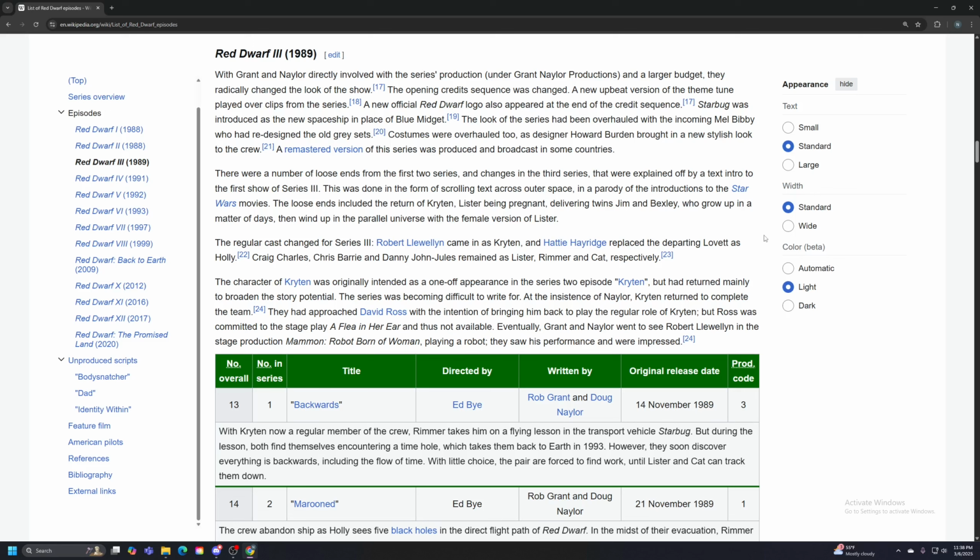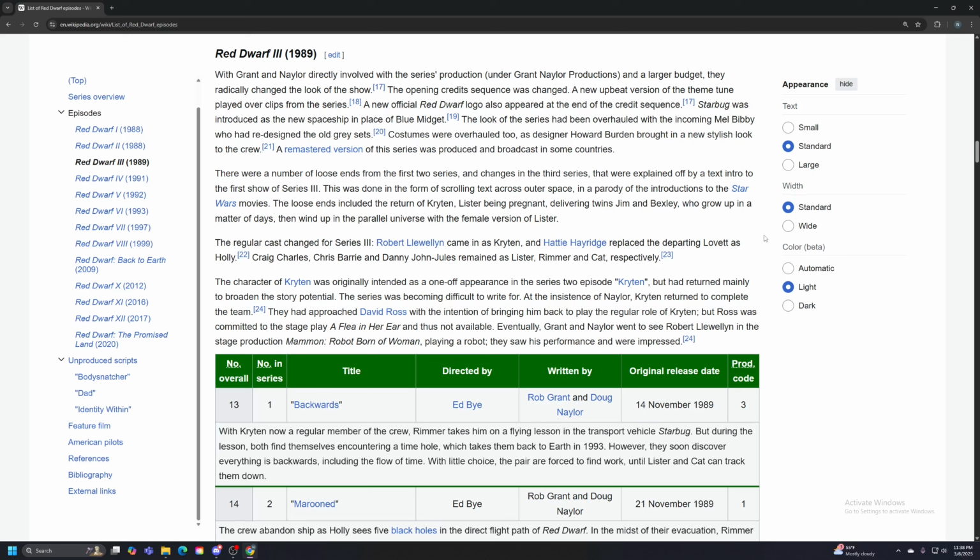The regular cast changed from Series 3. Robert Llewellyn came in as Crichton, and Hetty Highridge replaced the departing Lovett as Holly. Craig Charles, Chris Barry, and Danny Jean-Jules remained as Lister, Rimmer, and Cat, respectively. The character of Crichton was originally intended to be a one-off appearance in the Series 2 episode Crichton, as we covered already, but it returned mainly to broaden the story potential.